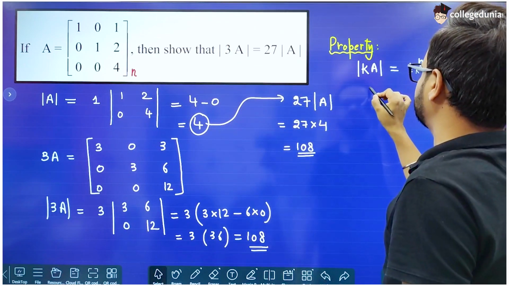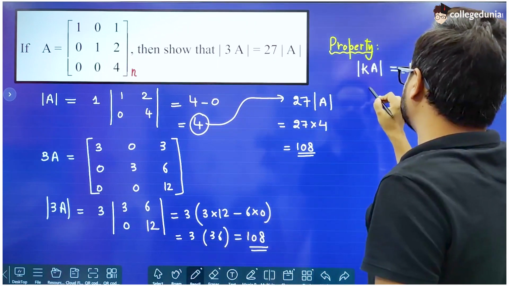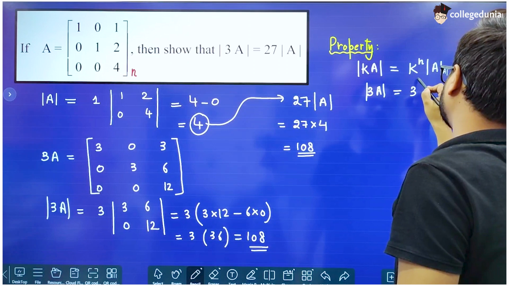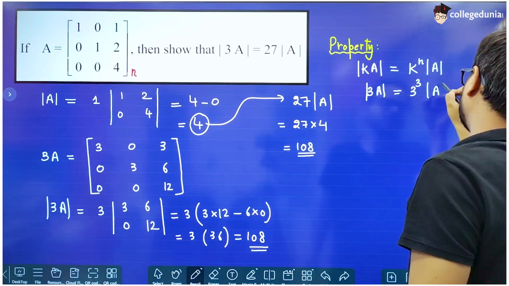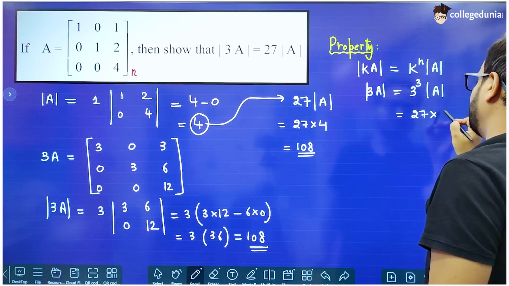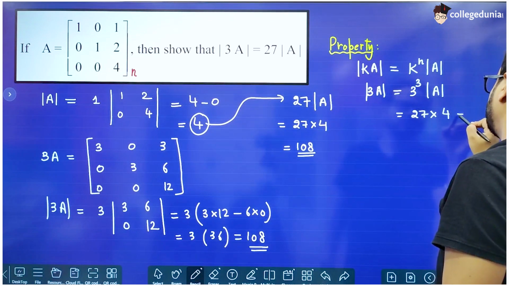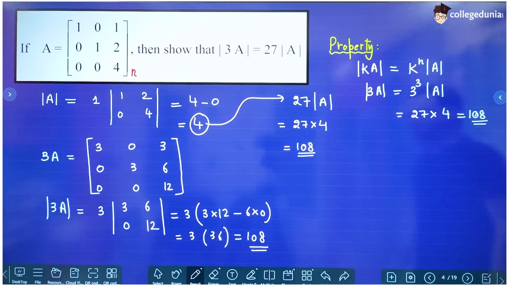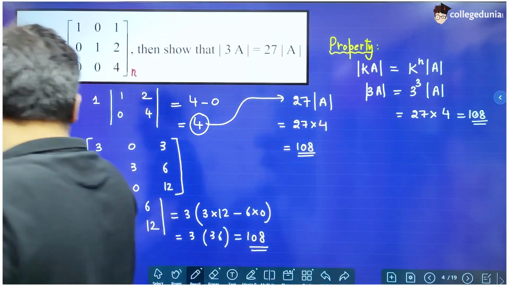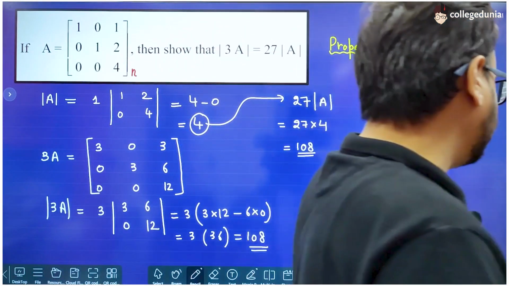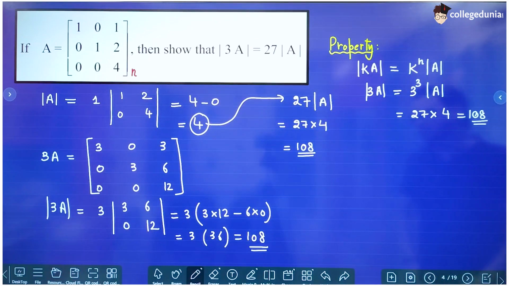We will just use this property. So the determinant of 3A is simply 3 raised to power the order, which is 3, into the determinant of A, right? So 3 into 3 into 3 is 27, and the determinant value of A was 4. So it is simply 108. Right? So this is a very important property. Always remember this property because you can get an MCQ or assertion reason type or any small question based on this property.